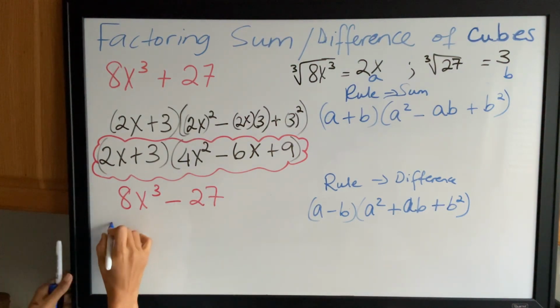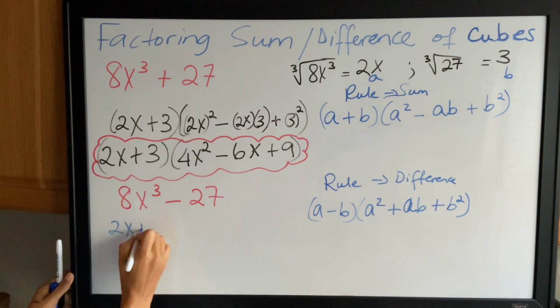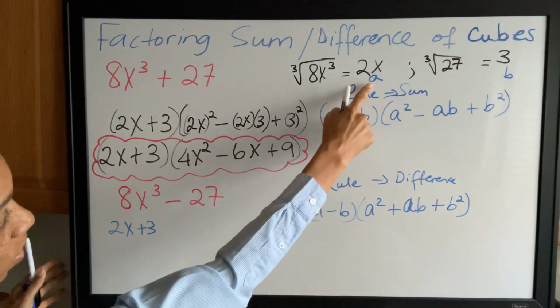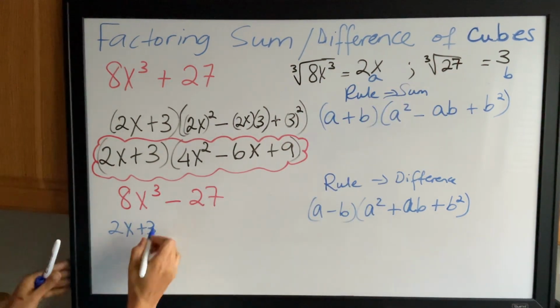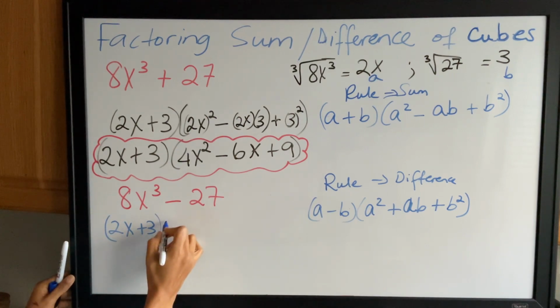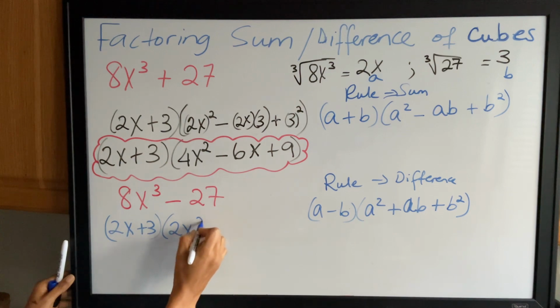So I'm going to have 2x plus 3, using the same A and the same B over there. And now I am also going to substitute my 2x to the second power.